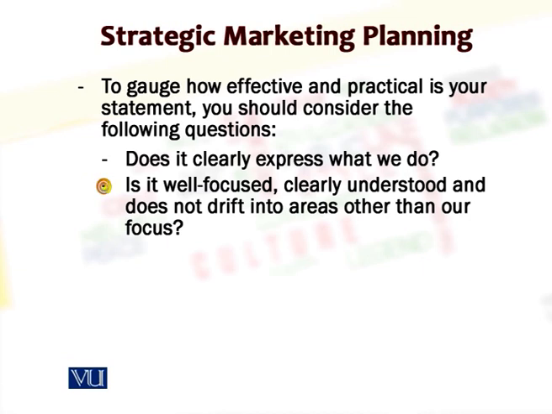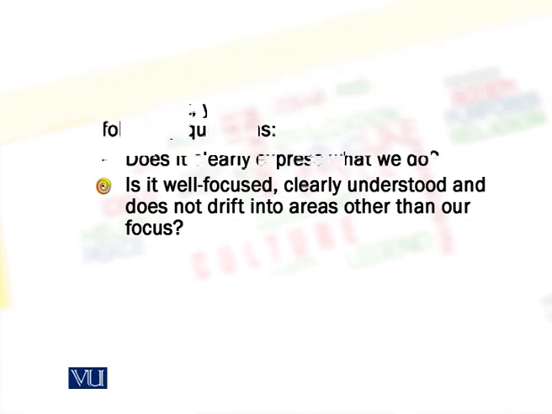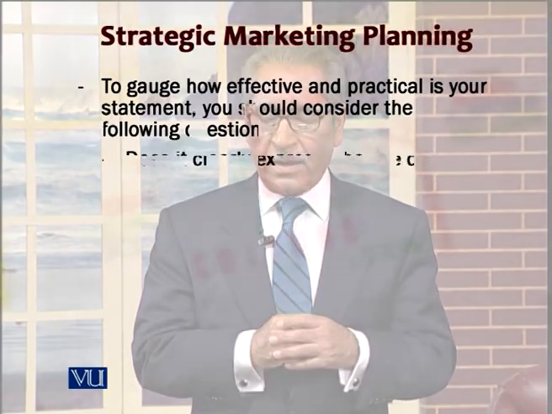Another question that you may ask yourself is how clearly it communicates the scope of operations to all the stakeholders or to all the constituents. Is it easily understandable, or may people have their own interpretations? If you think that the statement is worded in a way that may let people drift into areas away from the focus of the program, then there is something wrong with the mission statement and you've got to revise it.